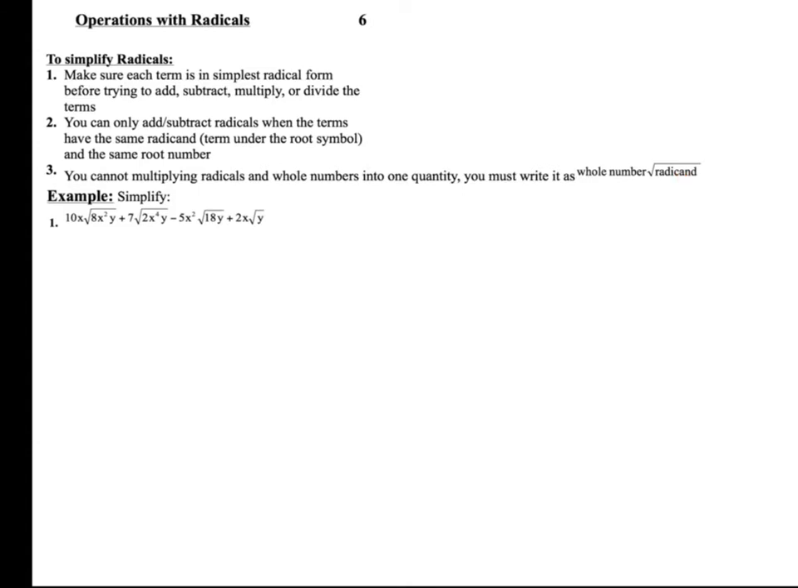So if I want to simplify this, my 10x isn't changing. I can simplify 8 and the square root of x squared underneath my square root symbol. So my perfect squares that go into 8 are 4 times 2 x squared y, plus 7. 2 doesn't simplify, so I'm just going to rewrite it, x to the 4th y, minus 5x squared. 18 I know is 9 times 2y.